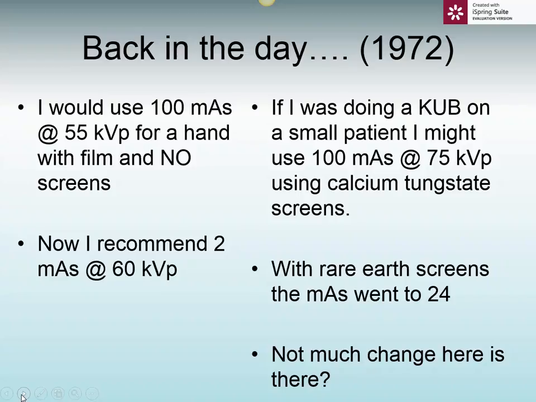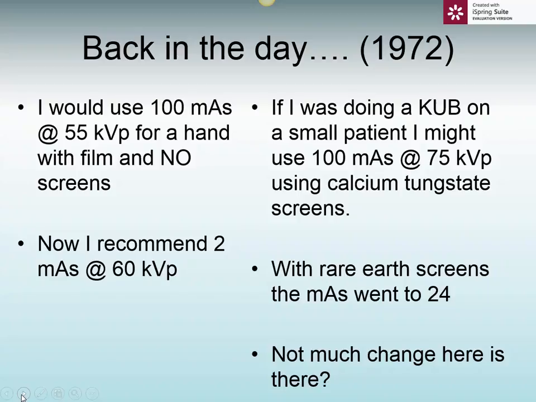Okay? Now, how about if I was doing something much bigger, like a KUB or something like that? Under those circumstances, we used intensifying screens. The type of intensifying screens were called calcium tungstate. They were blue emitting. We might use 100 mAs again, at about 75 kVp with these screens and a grid, on a reasonably small patient.